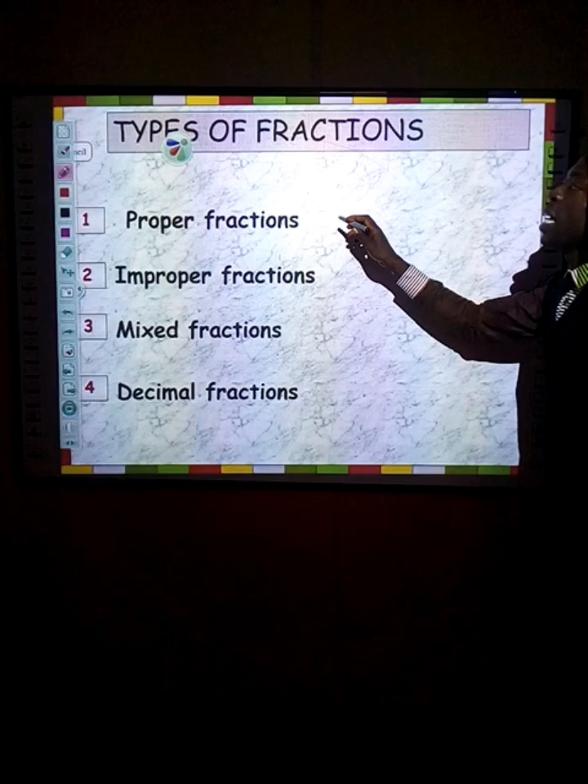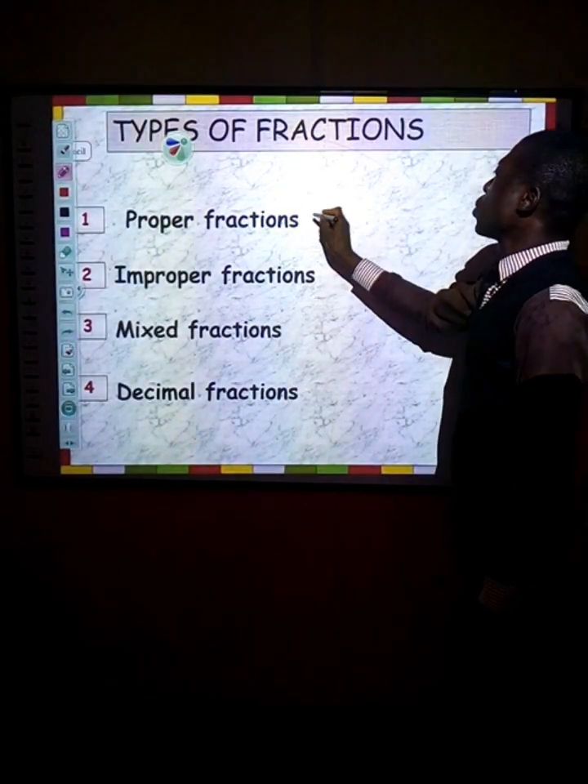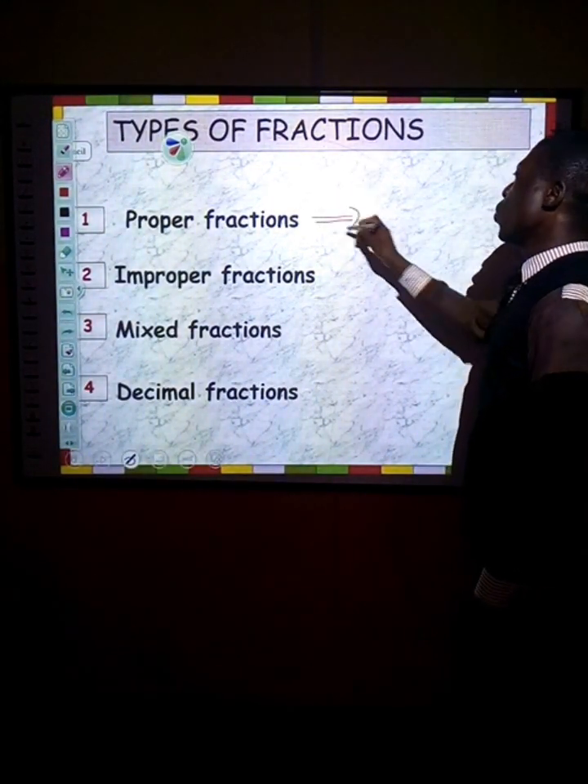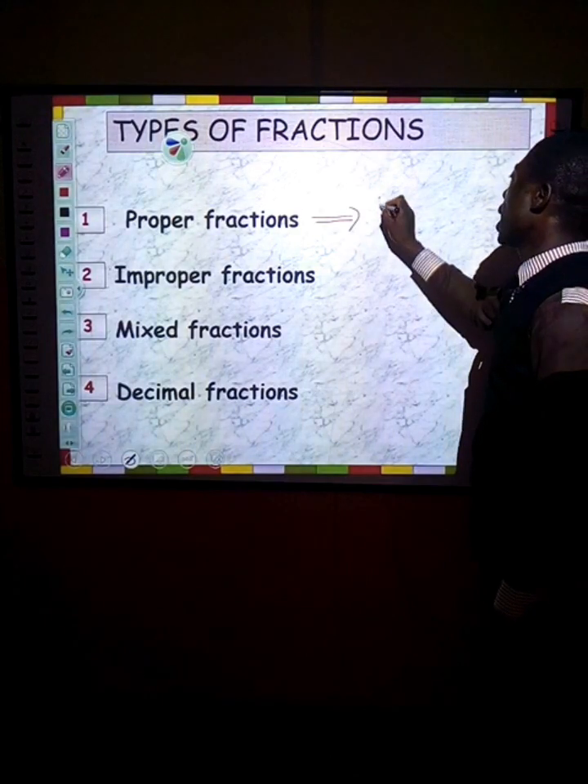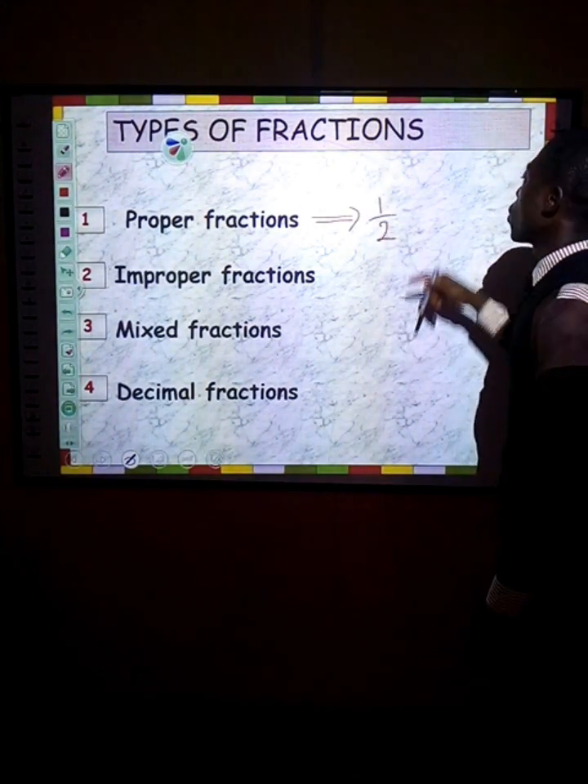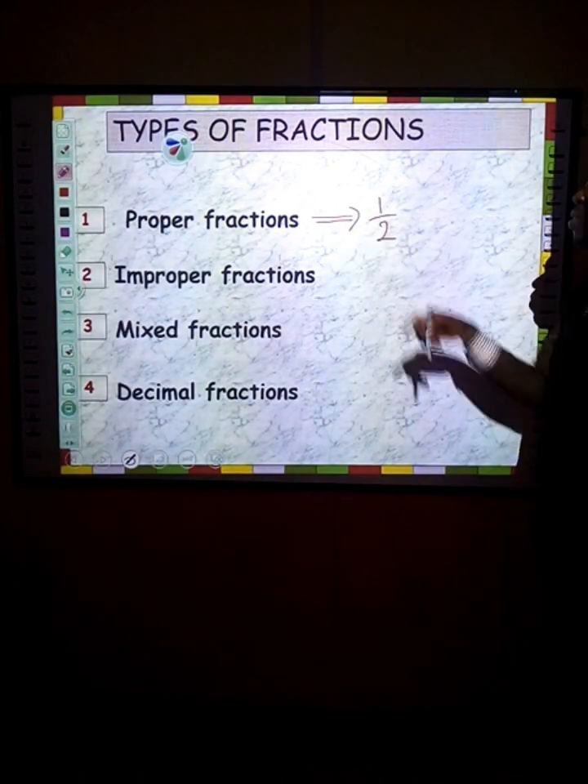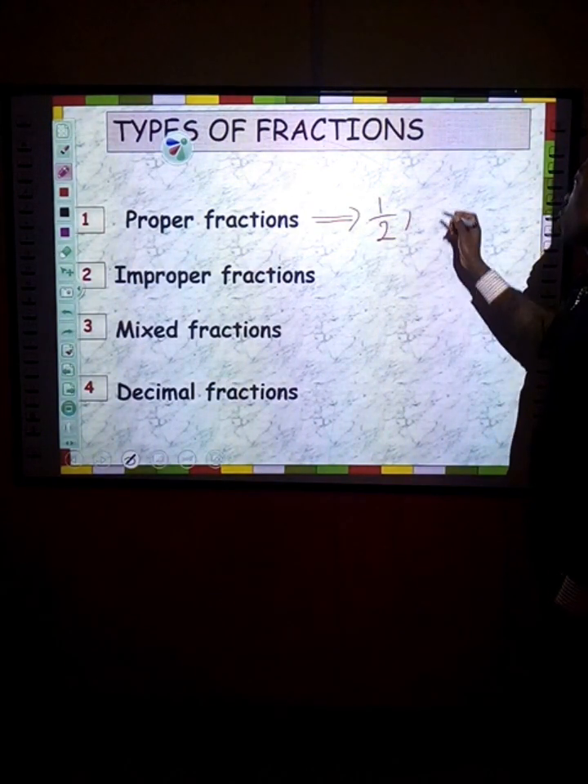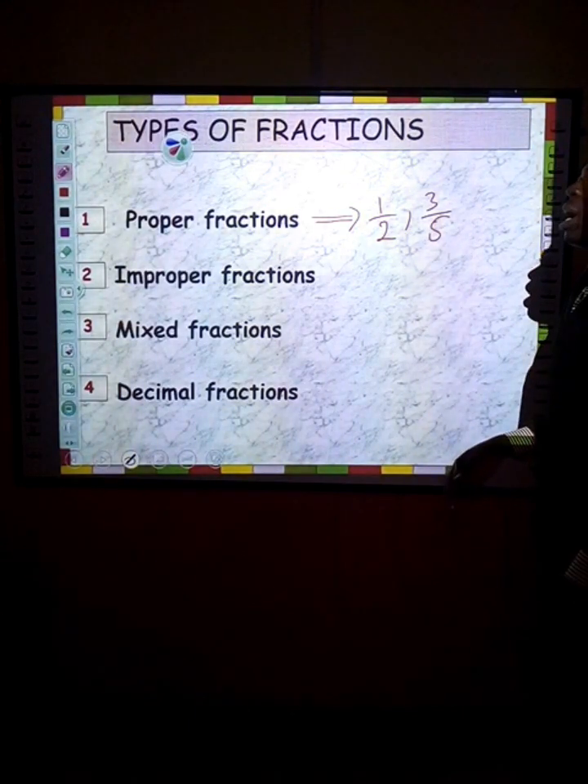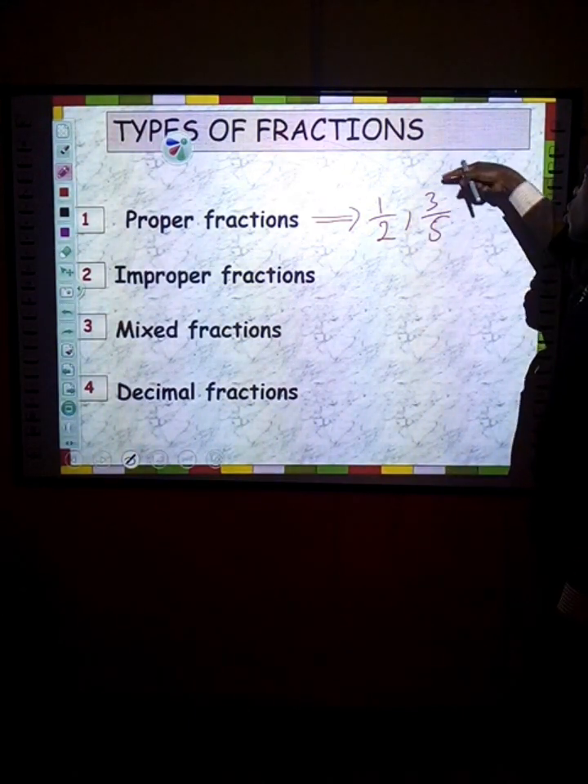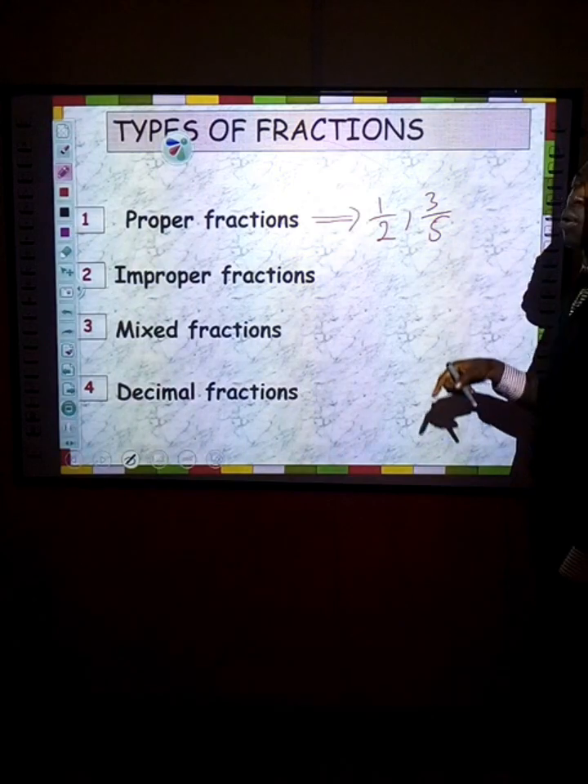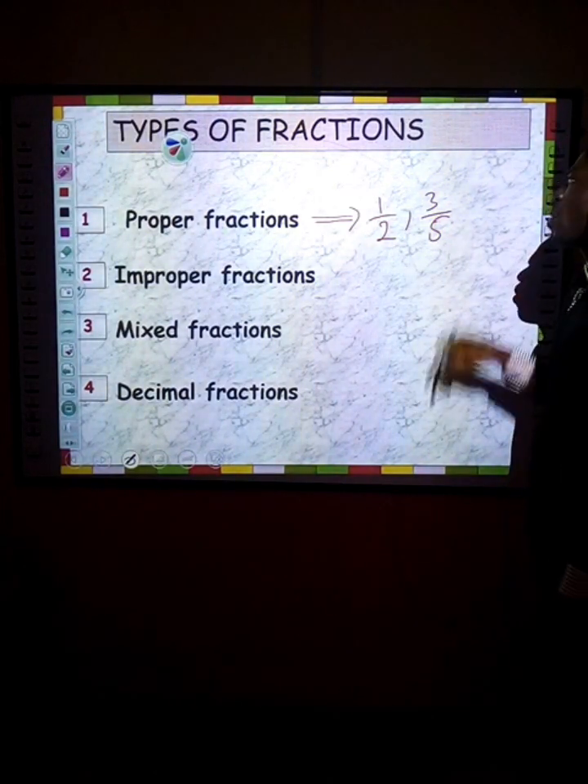For this one, a proper fraction, I want to just give a very quick example. A proper fraction, we have something like 1/2. So you see that the numerator is smaller than the denominator. So it's an example of proper fractions. If I have 3/5, for example, this is another example. Why? Because the numerator is smaller than the denominator. So there are several other examples.